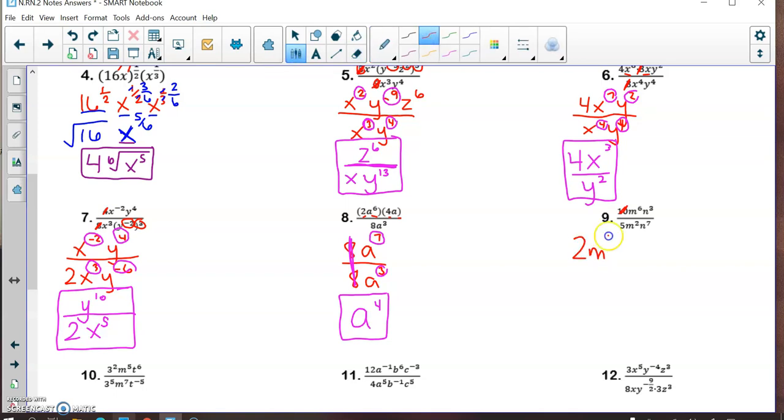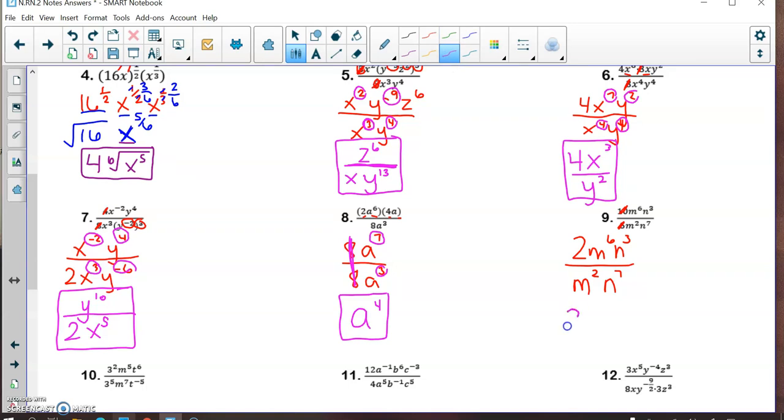So I have a 2m to the 6th power, n to the 3rd power in my numerator, all over, a 5 divided by a 5 is a 1. If you want to write that 1 in there, you can, or you can just write the m squared n to the 7th. Does not matter to me. But I simplified the numbers. Now I'm going to work on the variables.